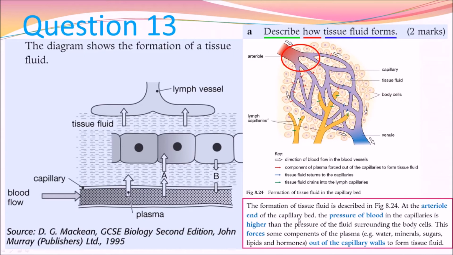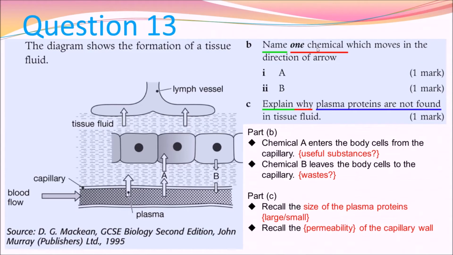At the arterial end of the capillary bed, the pressure of the blood in the capillaries is higher than the pressure in the tissue fluid. High pressure, low pressure, remember the golden rule. So that's why some of the plasma will be forced out of the capillary to form the tissue fluid surrounding the cells. This forces some components of the plasma, for example the small ones, remember, water, minerals, sugar, lipids, and hormones, the small chemicals, out of the capillary wall to form the tissue fluid. Whole paragraph, answer the question, easy idea.